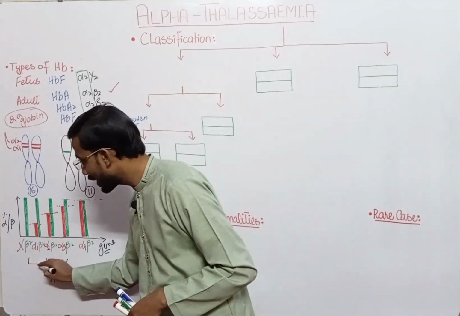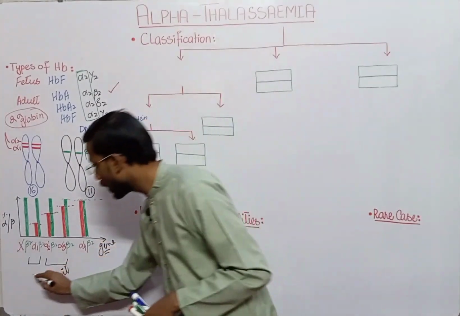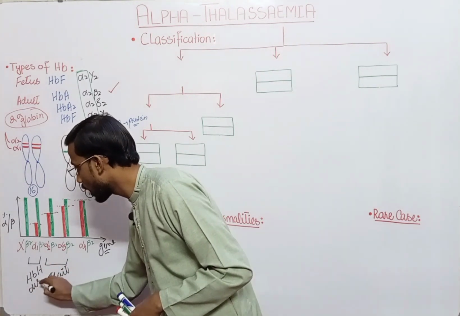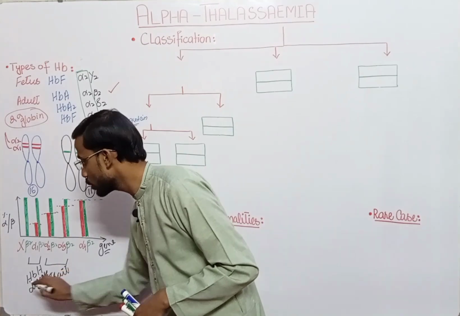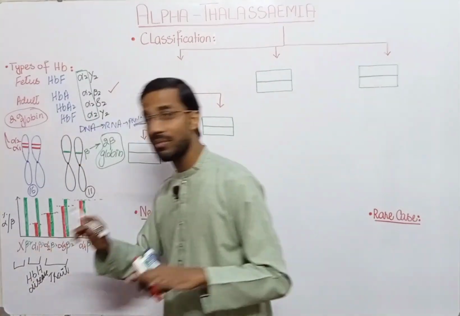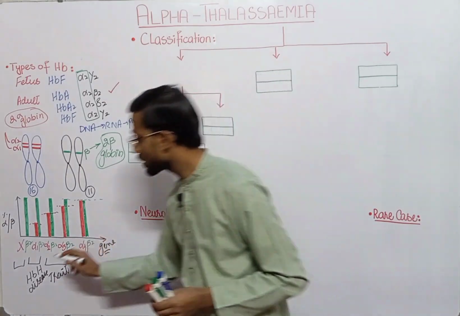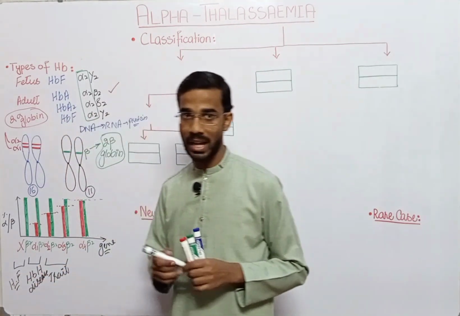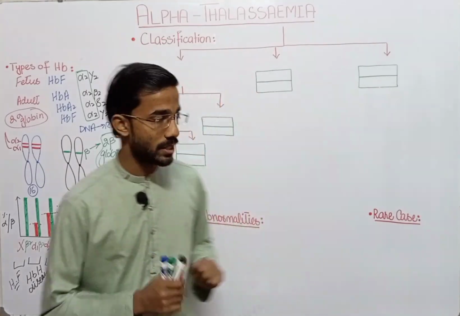When only one allele is present, then it is called HbH disease. This is called HbH disease. We will discuss it later. And when there is no alpha gene, then it is called Hydrops Fetalis. Hydrops Fetalis. Next we will discuss it in detail.